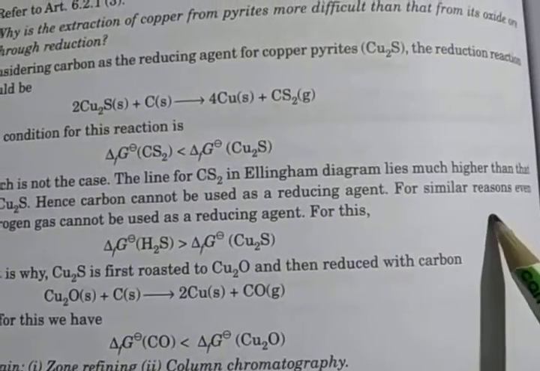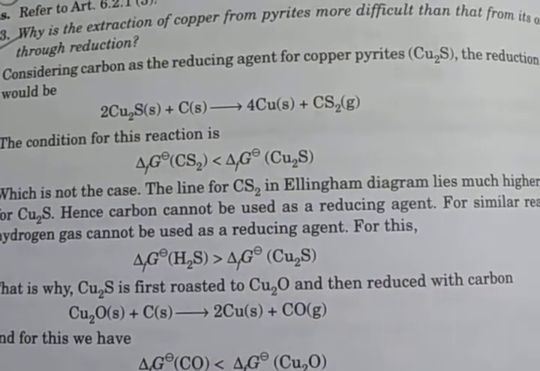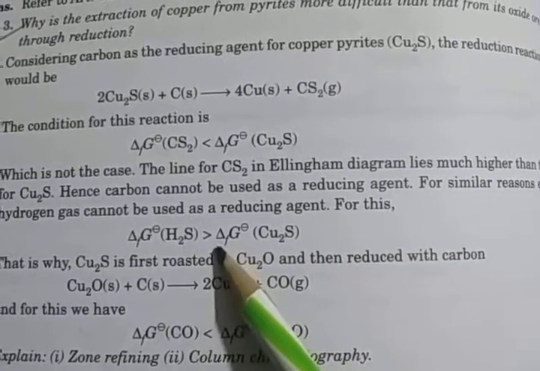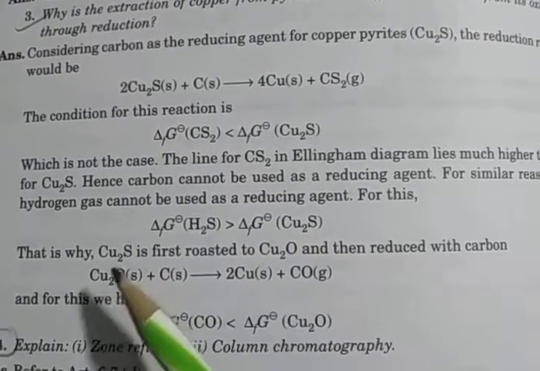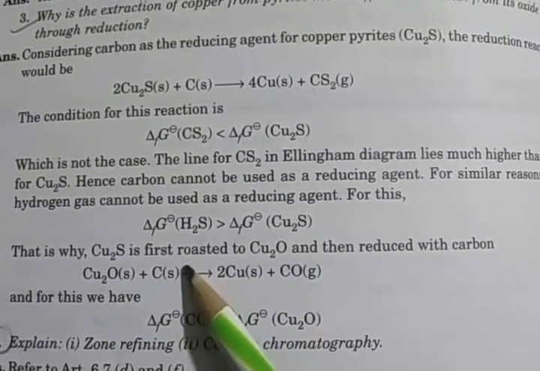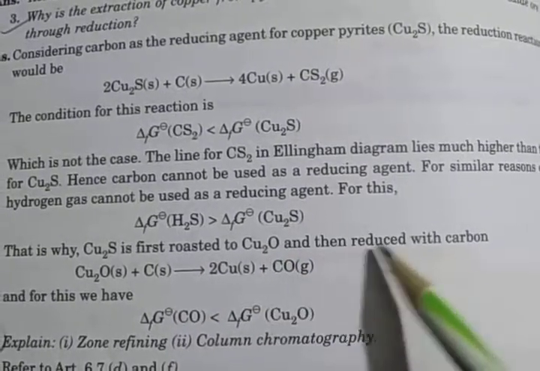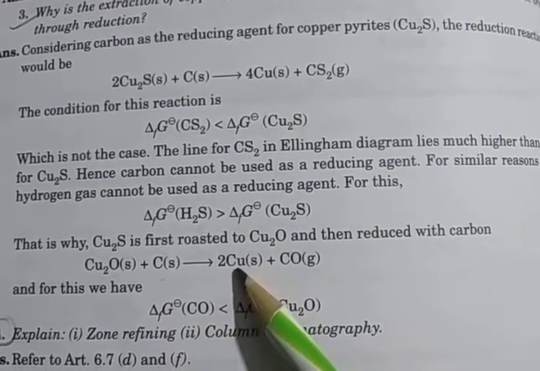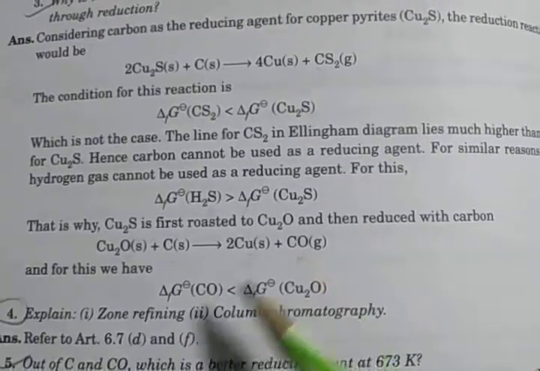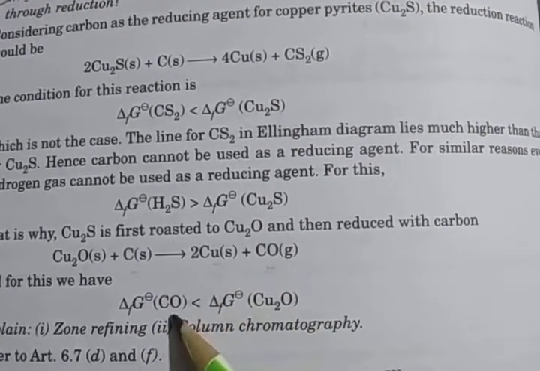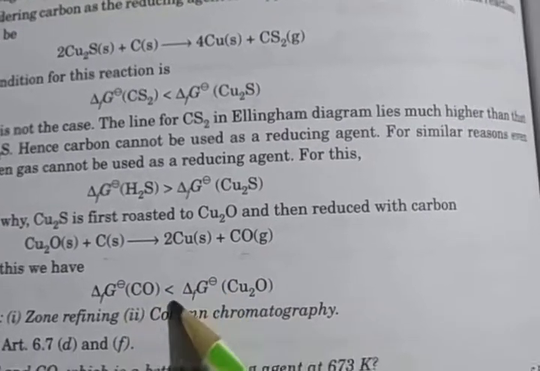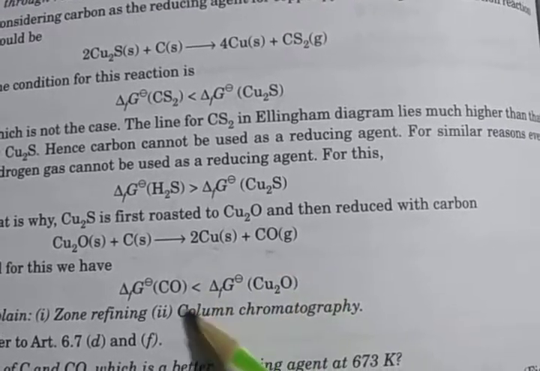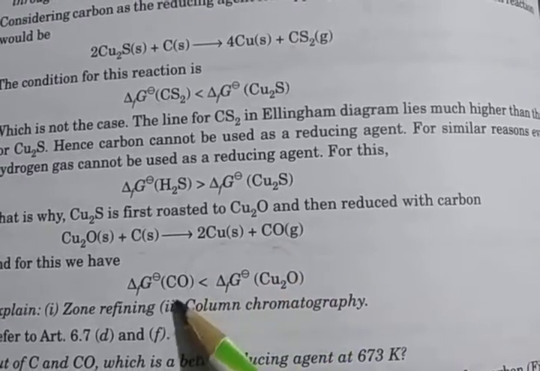For a similar reason, even hydrogen gas cannot be used as a reducing agent, since delta G for H2S is greater than for Cu2S. That is why Cu2S is first roasted to Cu2O and then reduced with carbon. Cuprous oxide reacts with carbon and converts into copper and carbon monoxide gas. To obtain carbon monoxide, its Gibbs energy must be less than the Gibbs energy of cuprous oxide, which means the Gibbs energy of cuprous oxide is greater than that of carbon monoxide.